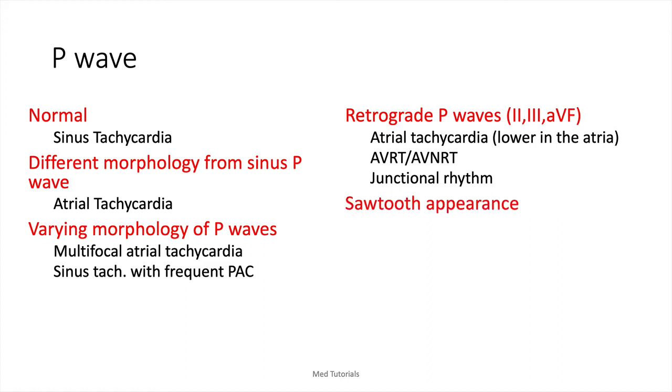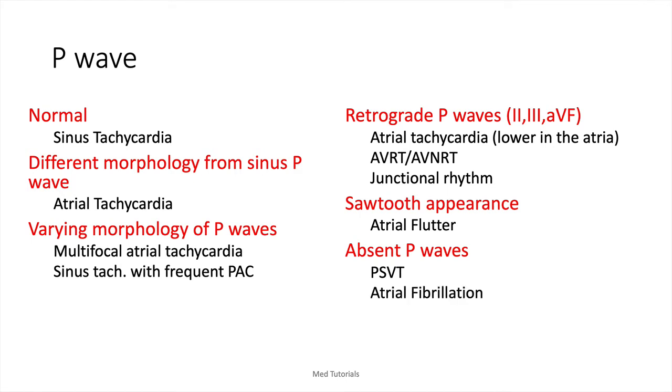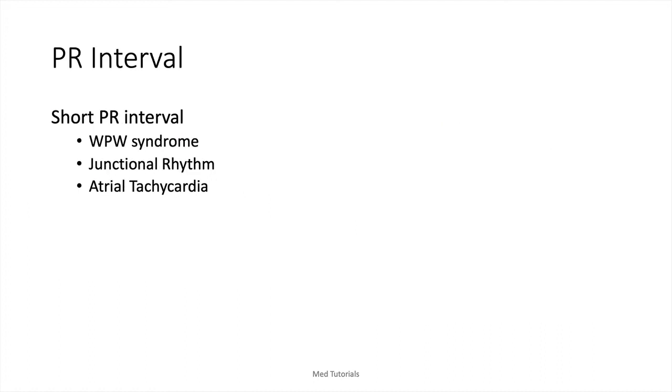Sawtooth appearance, as I mentioned earlier, is classical of atrial flutter, and absent P waves, you can get that in PSVT, atrial fibrillation and junctional rhythm. So these are some of the things that you're going to look at in the P wave.